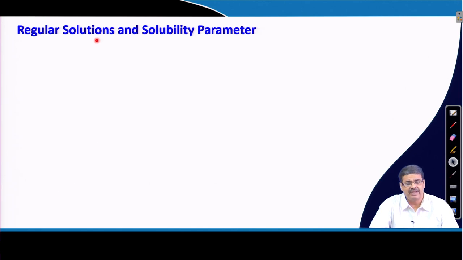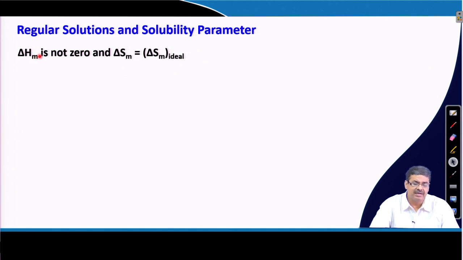Now, we have defined different types of solution earlier, and one of those was regular solution. And regular solution means the delta H mix. Now, in this lecture and several lectures before and later also, we are generally using delta H M, delta G M or delta S M as mixing enthalpy, mixing entropy or mixing free energy. Just don't confuse M as molar in this particular case. We are talking about delta H mixing.